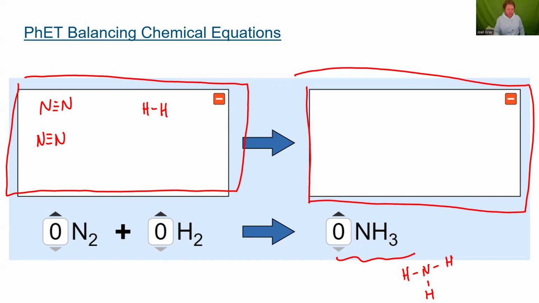Nobody's adding anything because you're absolutely right. Zero. It's still zero. If I add a million N2s, am I going to be able to make any NH3s if I only have one H2? I'm not. What that tells me is it's almost like it doesn't matter.